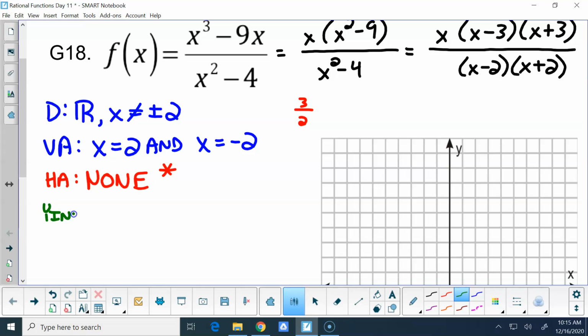Y-intercept is next. Plug in 0. So if I plug in 0 into my function, 0 cubed is 0. Minus 9 times 0 is 0, so that's 0 minus 0, all over 0 squared is 0 minus 4. That's going to be 0 over negative 4, which is still 0. So I get the origin for my y-intercept.